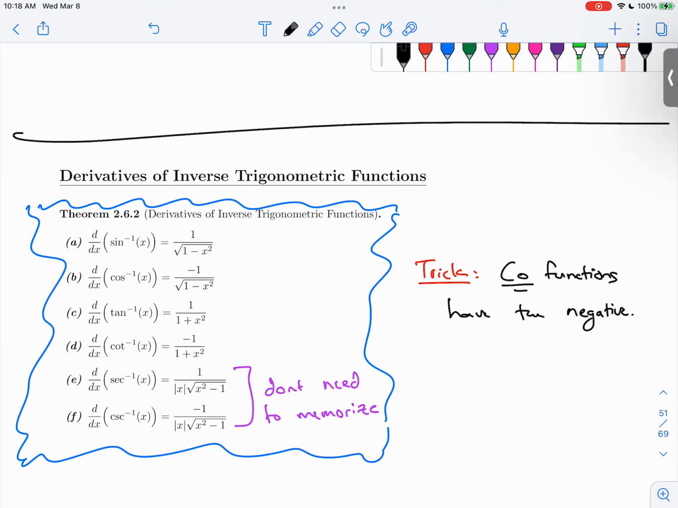Because of that, you have to tack on a negative sign for those ones. It just ends up being the case that because of where cosine, cotangent, and cosecant are defined, they're only from 0 to pi. You have to tack on that minus sign, if memory serves. But I'll look into that again and get back to you.